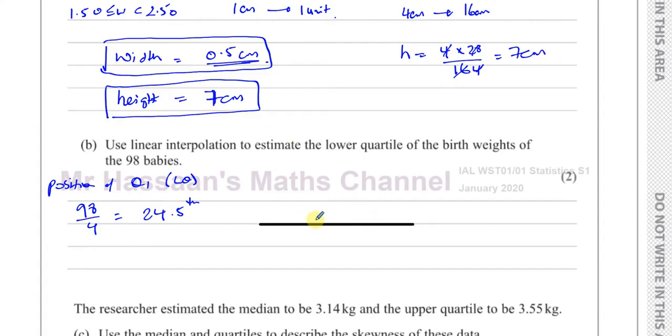So we're looking for the value on the top. I like to make my linear interpolation with the value on the top and the position underneath, because I'm trying to find a value. So we're looking for Q1, which is the lower quartile, and I know that that's the 24.5th position. Now, Q1 is going to be in which group?